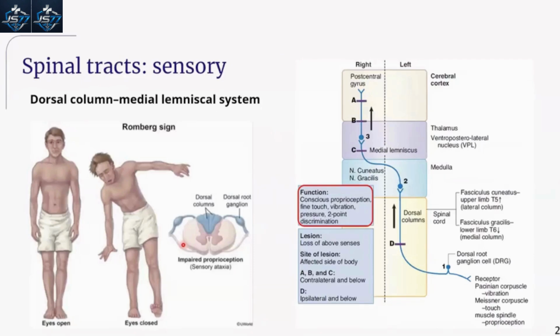Okay. Now let's switch to the sensory tracts. Sensory tracts are ascending. They're coming from the body towards the central nervous system.